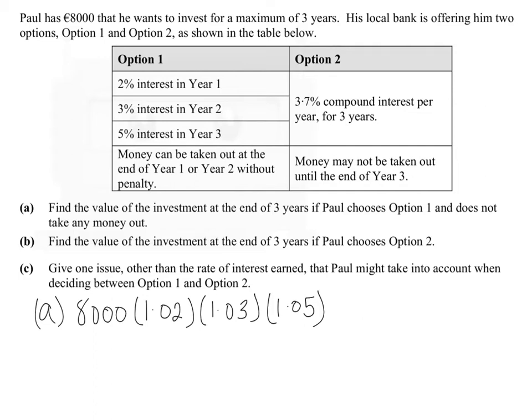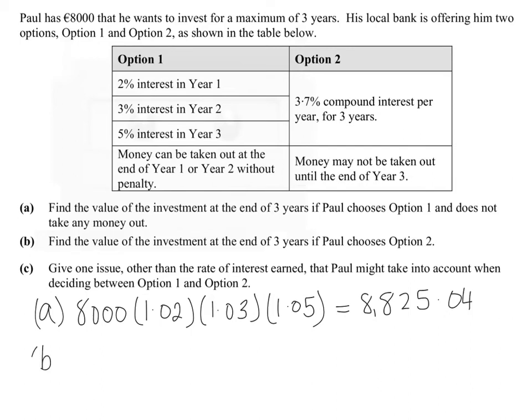So that's where I'm getting 1.02. And when we solve that, then we're going to get 8,825.04. So that's if he goes with option 1. For option 2, then it's compounded by 3.7% for 3 years. So the percentage doesn't change, and the time being 3 years is the same, and so is the investment.